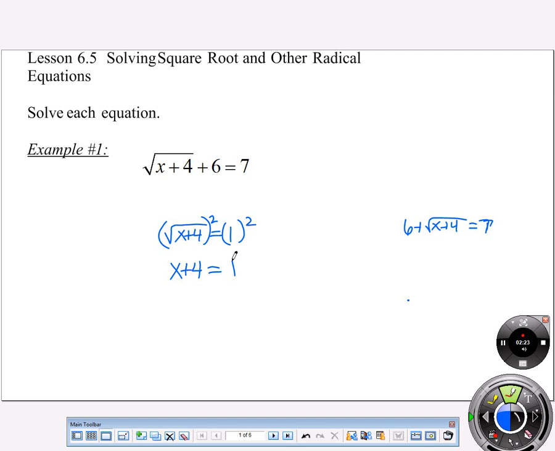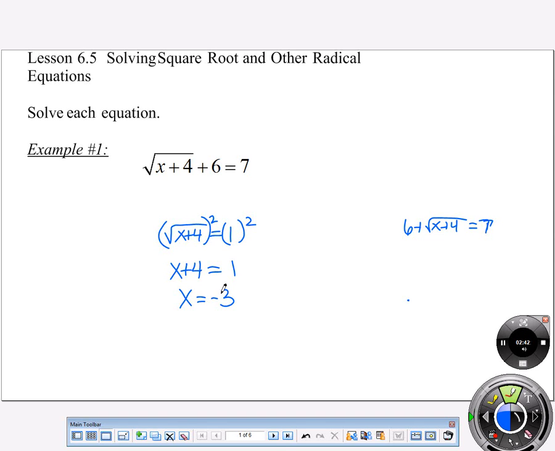And then what would I do? Damien? Subtract 4 from both sides. So I would have x equals negative 3. Okay? Is this good with everybody?